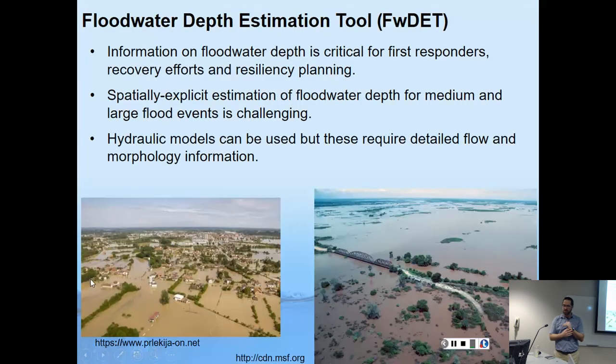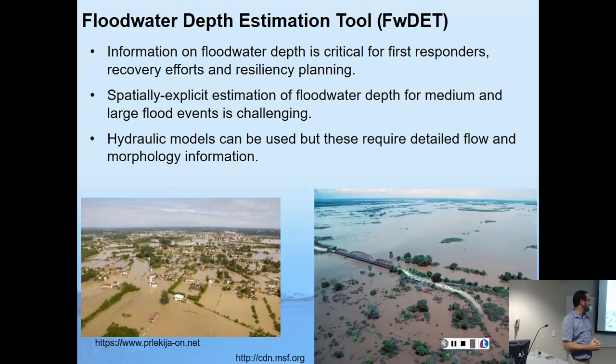The next thing I want to talk about is one of the more satisfying projects I've had in my career, because it started and ended in a publication quite quickly, and to me it felt like it's making quite a bit of an impact, and I just enjoyed working on it. We call it the floodwater depth estimation tool, and it's very new.